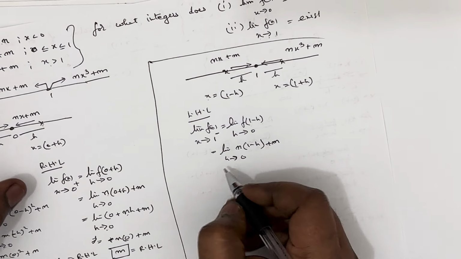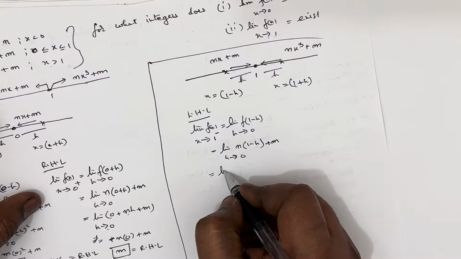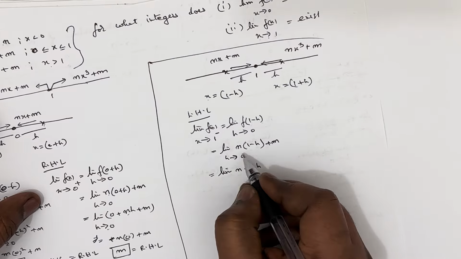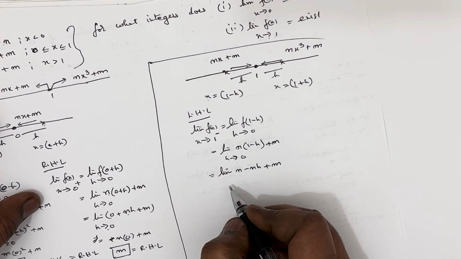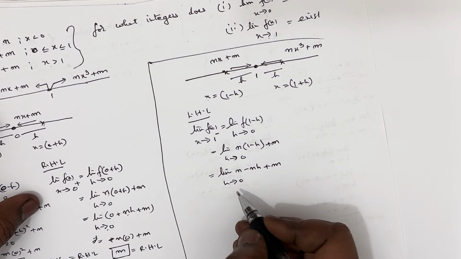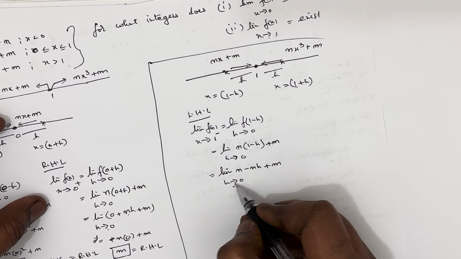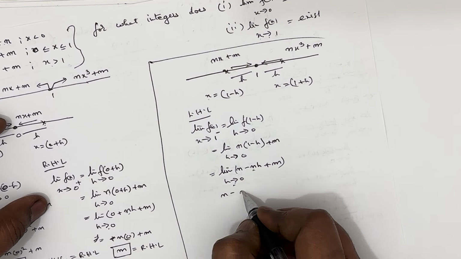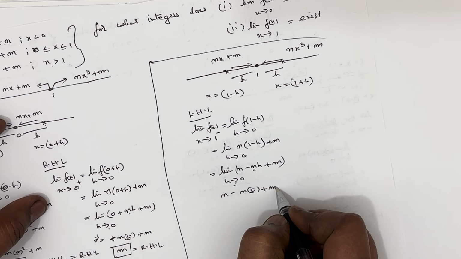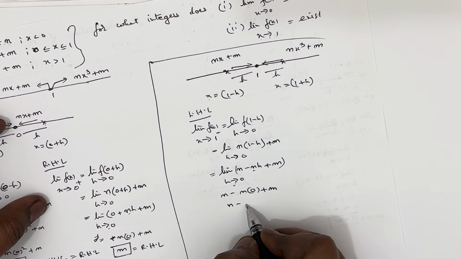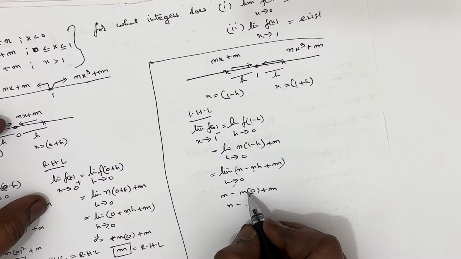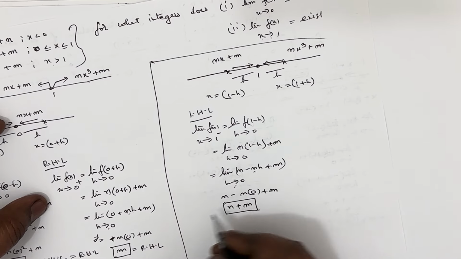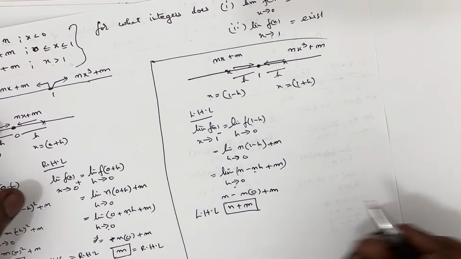So this will be limit n into 1, minus nh, plus m, h tends to 0. Now putting the value of h in the function, you will have n minus n into 0 plus m. So this becomes n, and this becomes 0, and we get n plus m. So this is the left hand limit.